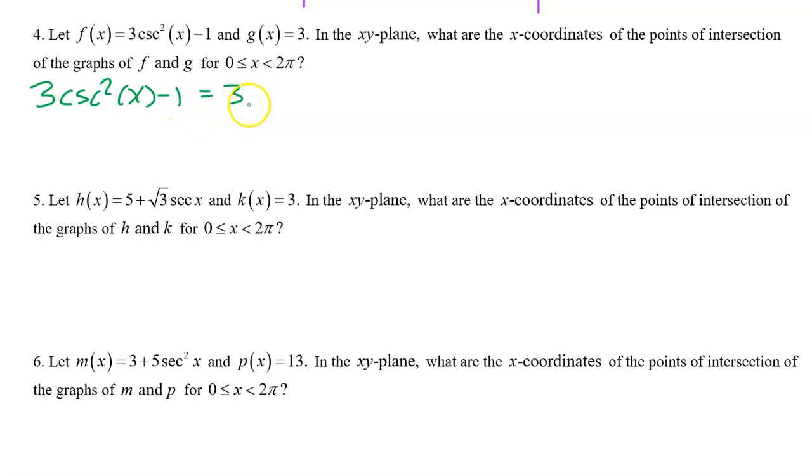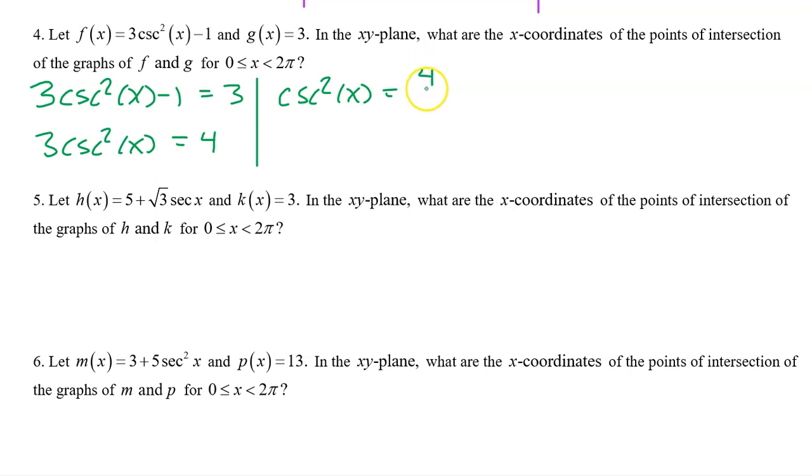First, we add 1 to both sides. This gives us 3 cosecant squared x is equal to 4. We can isolate cosecant squared by dividing by 3 on both sides. This will leave us with cosecant squared x is equal to 4 over 3. We want to unsquare this, so we're going to take the square root of both sides. When you take the square root of cosecant squared, it just leaves cosecant x.